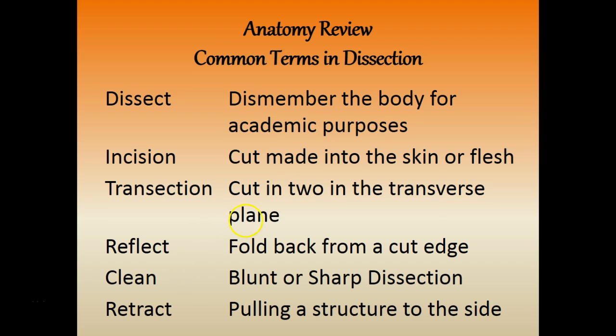Other terms that you're going to hear me use a lot are the idea of transection, or to transect. What that means is you're cutting something into two in the transverse plane. And so a lot of times we're going to be transecting a lot of the muscles from either their proximal or distal attachments. So we're going to be cutting them away. And what we're going to do is reflect them. We're going to fold them back. And the idea is that with reflection, we can see and observe deeper anatomical structures.